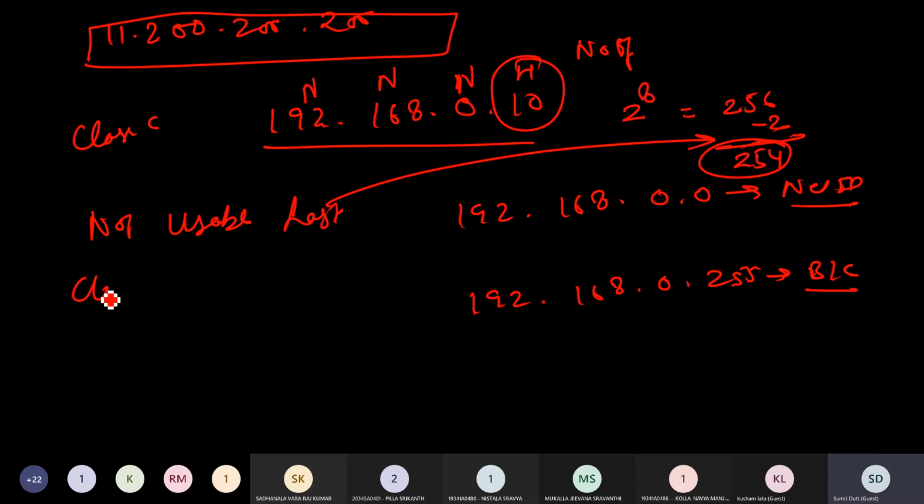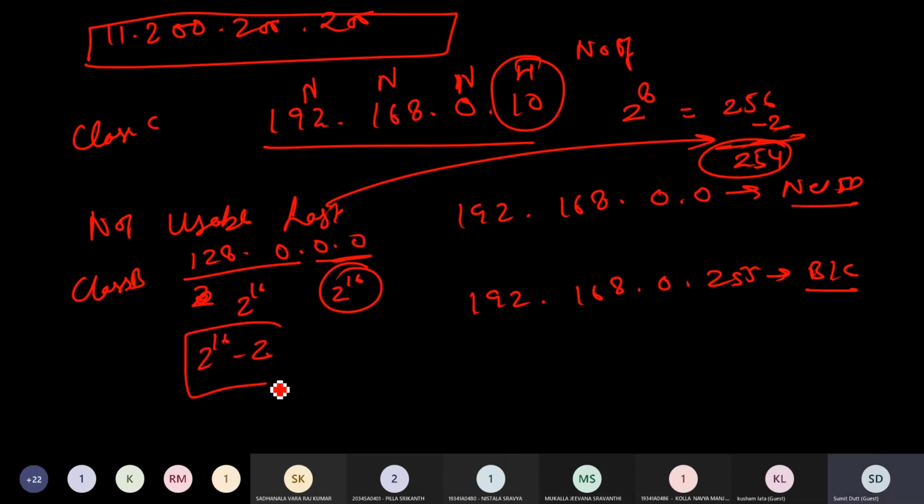So in class B, the first octet is 128, so let's take 128.0.0.0 as an example IP address. Here in class B, host bits are 2 to the power 16, so 2 to the power 16 minus 2 will be my usable hosts.